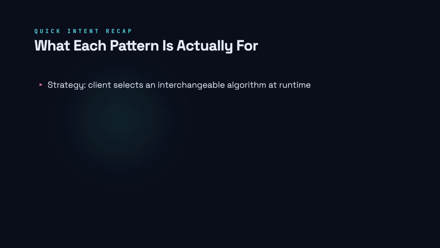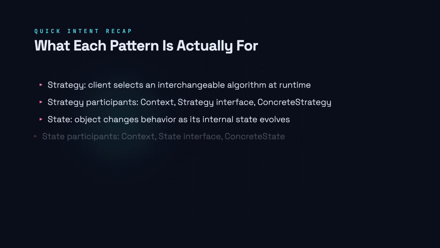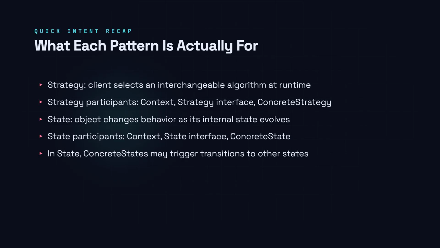In strategy, the context holds a reference to a strategy interface, and the caller, your application code, decides which concrete strategy to hand in. The strategies do not know about each other. In state, the context also holds a reference to a state interface. But now the concrete state objects themselves can tell the context to switch to a different state. The outside world often does not even know a transition happened.